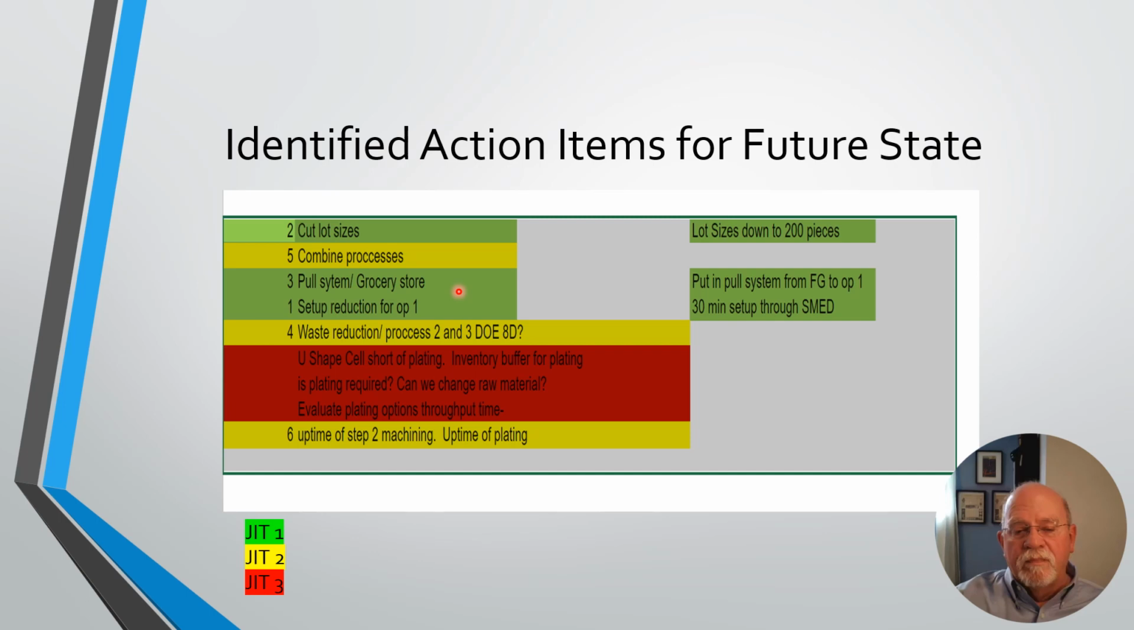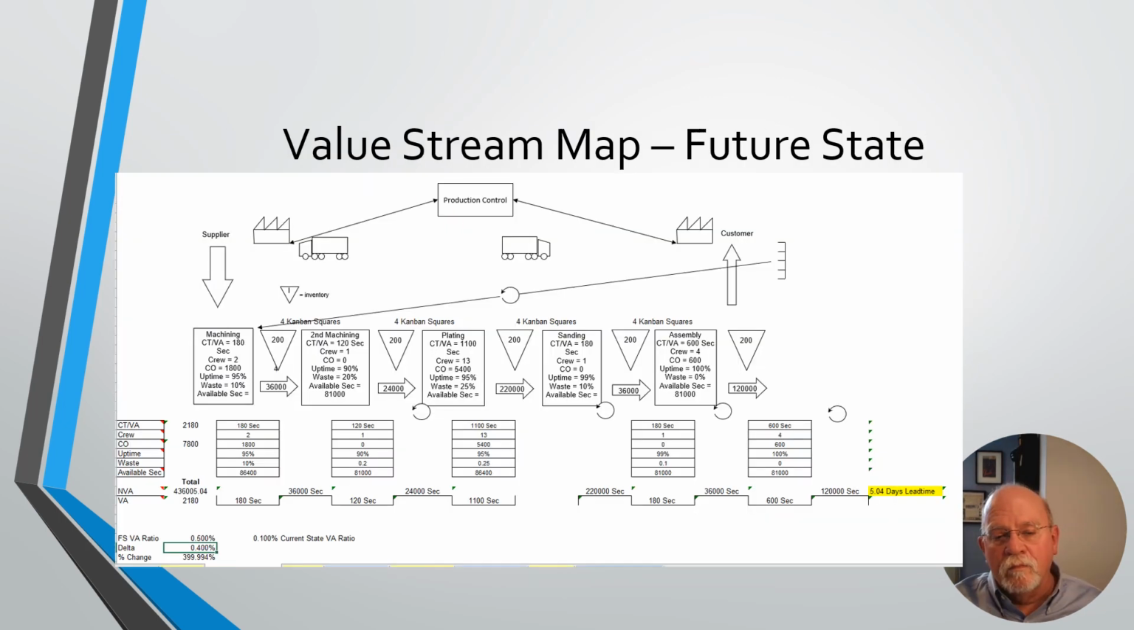The third operation is to put in a pull system from finished goods to operation 1. We'll call that a pull system in a grocery store, and I'll explain what that means next.